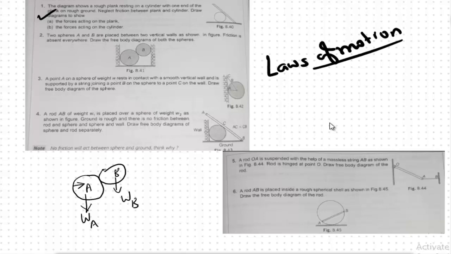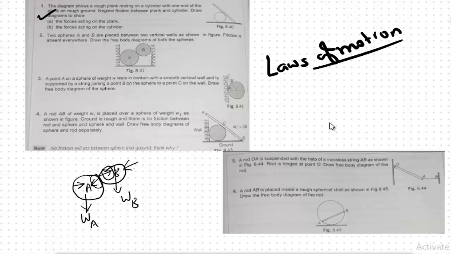W is the weight acting downwards, and the reactional forces will be N, a reactional force acting in this direction, and here another reactional force will be acting in this direction too. This force and this force will be the same, equal and opposite reactional forces. And B is in touch with this wall, right? So here also a reactional force N will be acting. Towards B, one force is acting.